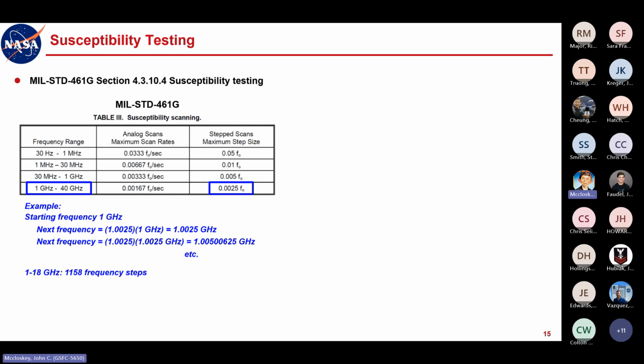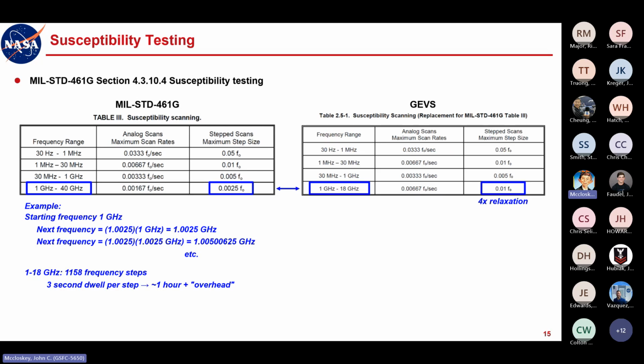If you do the math, and I did, because of course I'm a mathematician, from 1 to 18 gigahertz that's a little under 1,200 frequency steps. The default dwell time per step for the MIL standard is 3 seconds. Just looking at 3 seconds per step, we'll talk about overhead shortly, you're looking at about an hour to do one of those sweeps. With the overhead, you're probably looking at doubling that time or more.